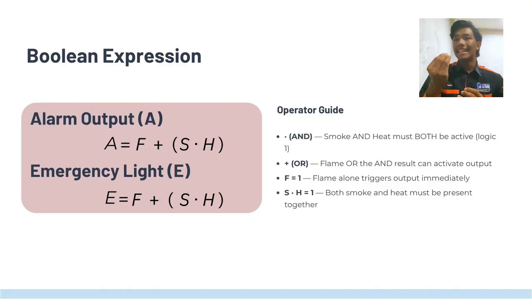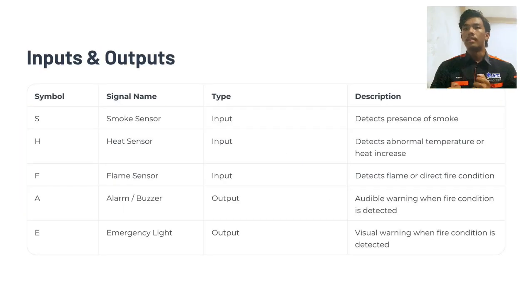We use an AND gate between the smoke sensor and heat sensor to reduce false alarms. For example, if only smoke or only heat is detected, the alarm will remain off. However, if the flame sensor detects a fire, the alarm will immediately turn on through the OR gate because it indicates a dangerous situation. Next, we move to slide 6, system inputs and outputs.